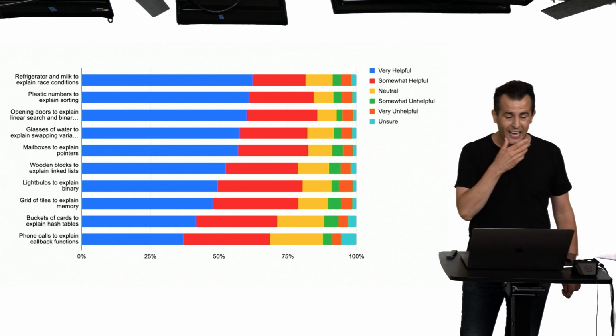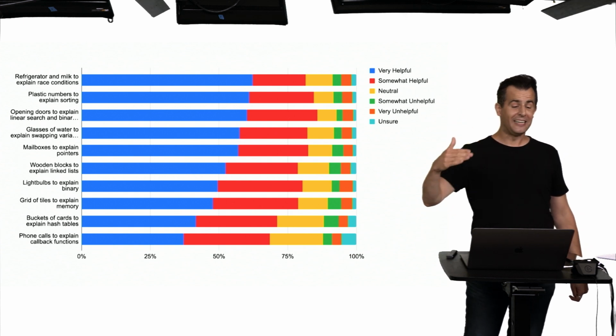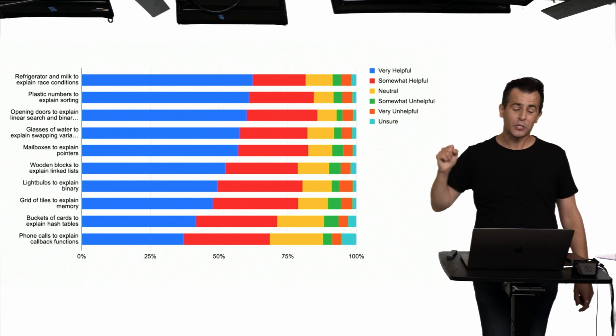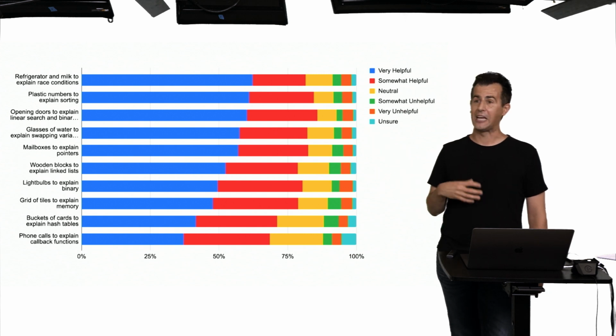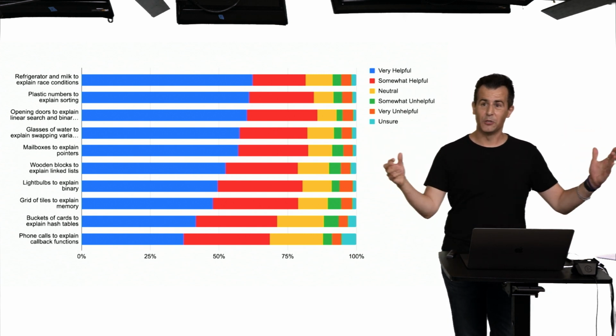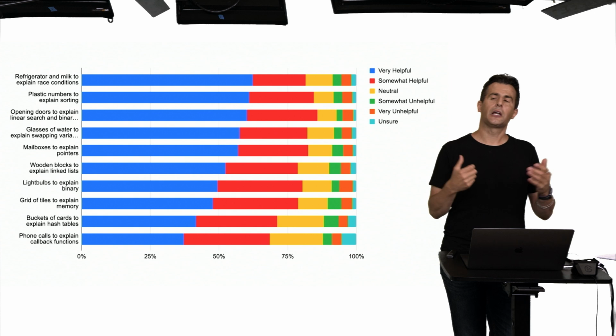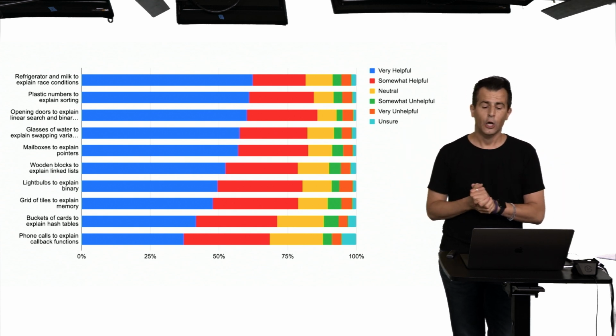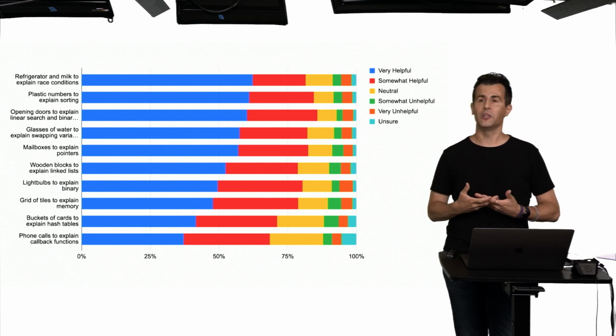Margot, I can officially say 20 years later, yours remains the number one favorite demonstration of students, the refrigerator and milk to explain race conditions. Blue means very helpful. That was the best received demonstration of all of them. And this is just the kind of feedback that we'll now use this coming fall, even with less theatricality, to inform exactly how we're bringing some of these things to life.